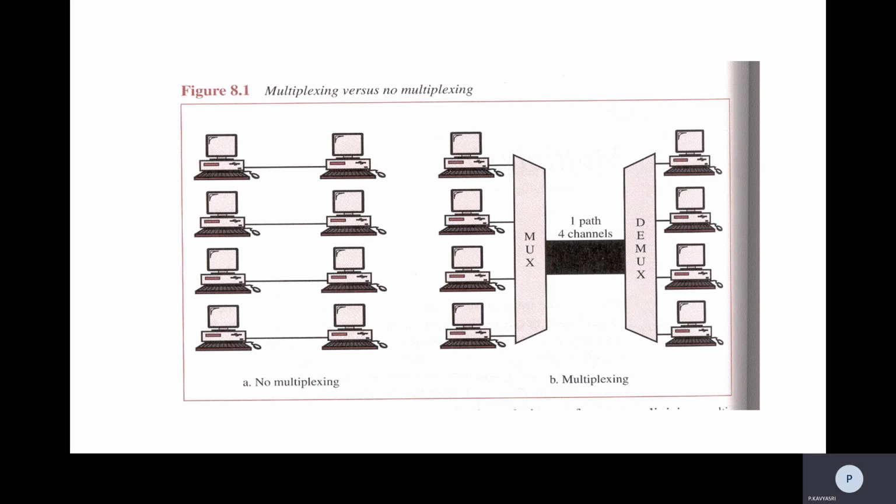So here you can clearly see the difference between multiplexing and non-multiplexing. In the first image, A, there is no multiplexing between the devices, whereas in the second picture, B, multiplexing takes place between the devices. On the transmitter side, we are using the MUX, which is a multiplexer, and at the receiver side, we are using the DMUX.